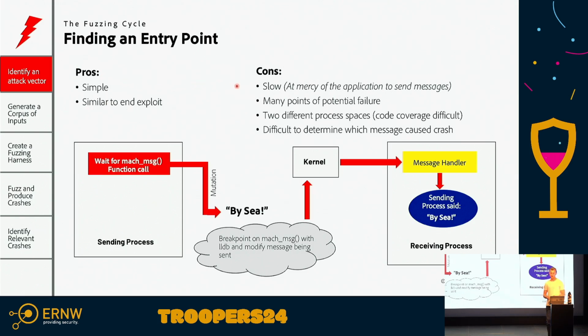The cons of doing this: first of all, it's really slow, because you have to wait for the application to send messages in order to mutate and fuzz them. There's also a lot of points of potential failure along the way. We're having to go through the kernel here. That's slower and can cause bad things to happen if we do something wrong. We're also dealing with two different process spaces here. This is important for a reason we'll talk about in a minute called code coverage. That's actually understanding where our fuzzed input is getting to in the code that we're fuzzing. And it can be difficult to determine which message actually caused a crash in our receiving process.